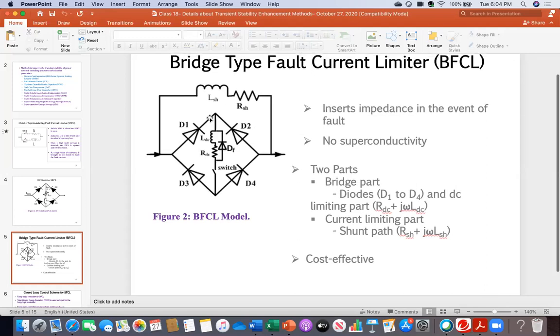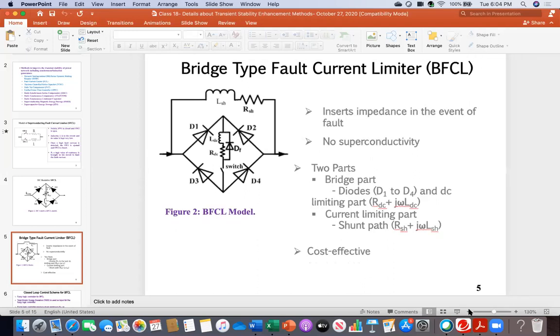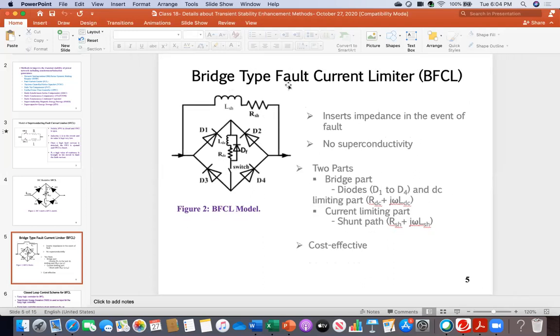So therefore, the main thing is this one. This is that fault current limiter, this path. And this is very popular. If you Google bridge type fault current limiter, you will get lots of articles and lots of research. And this is very, very high quality technology. In recent years, BFCL has a lot of application in wind energy systems, conventional synchronous machines, and other types, even with photovoltaic systems.